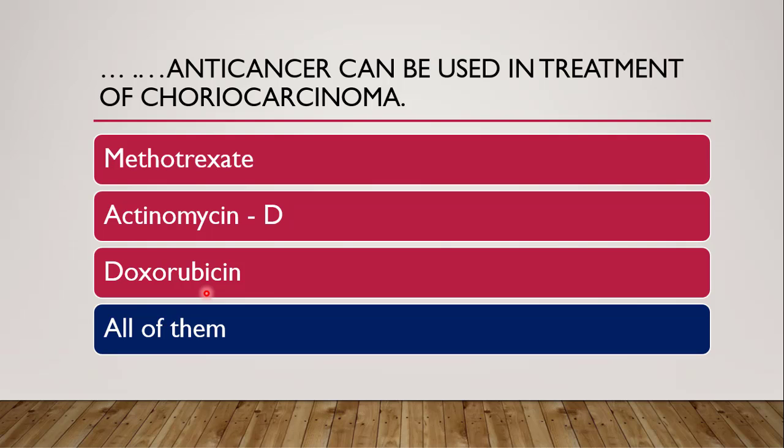All these antibiotics like actinomycin D, doxorubicin, along with the folic acid synthesis inhibitor, that is methotrexate, folic acid antagonist, all these three work for choriocarcinoma. Choriocarcinoma, as the word suggests, is a type of cancer which generally affects pregnant women, also known as GTD, gestational trophoblast disease. It is a cancer which originates from the uterus and it spreads to other parts of the body also. So in treatment of choriocarcinoma, all these drugs are used.